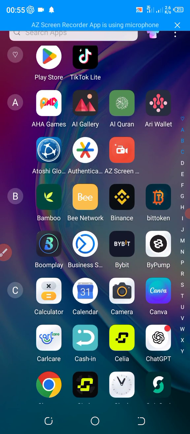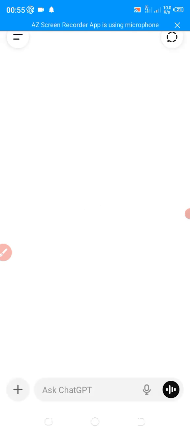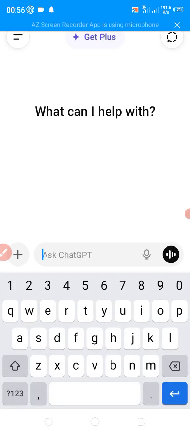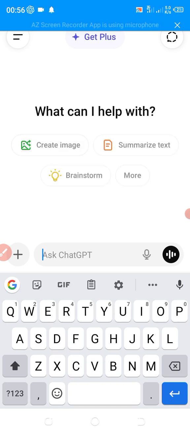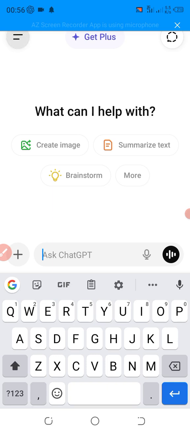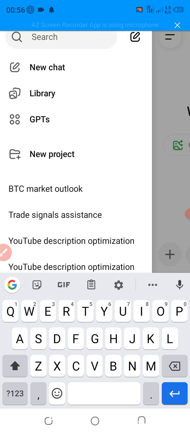Now when you come to ChatGPT, if you don't have ChatGPT, make sure you download it from Play Store. So this, see. Now sign up. What can I help you with? So click on it when you want to ask the question.